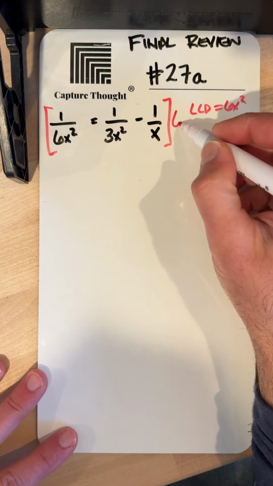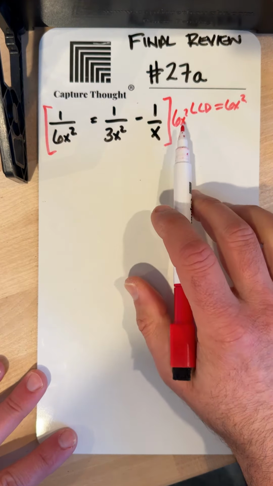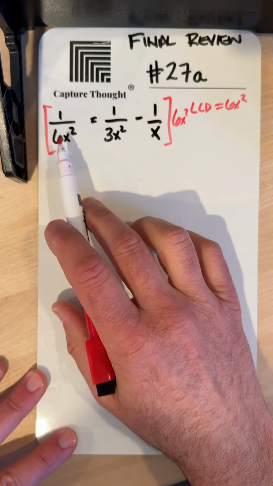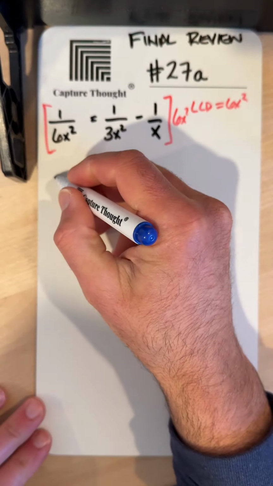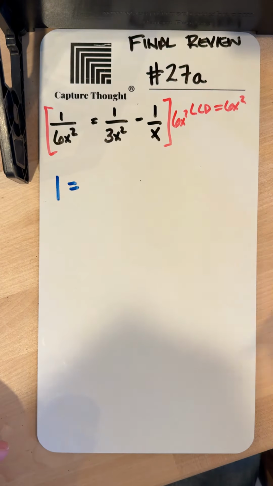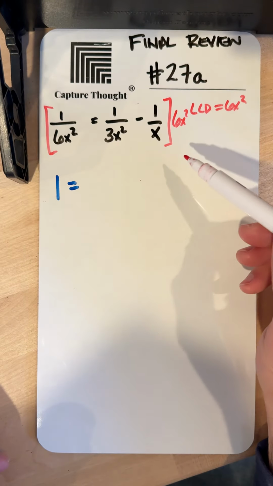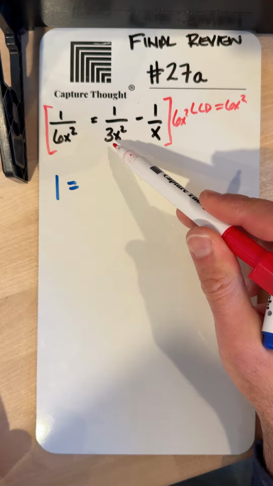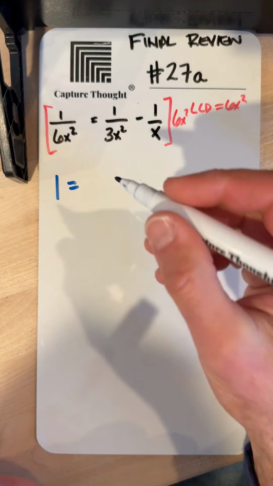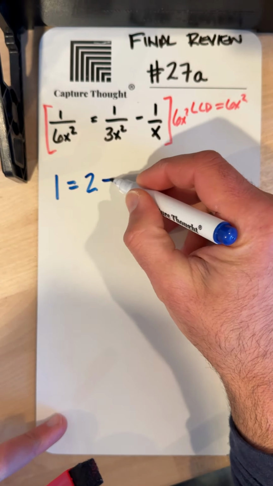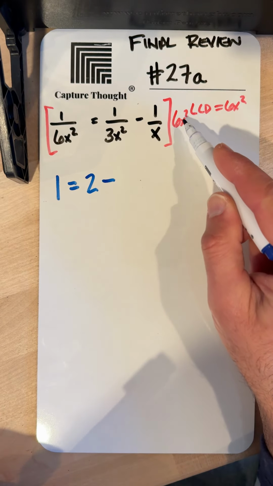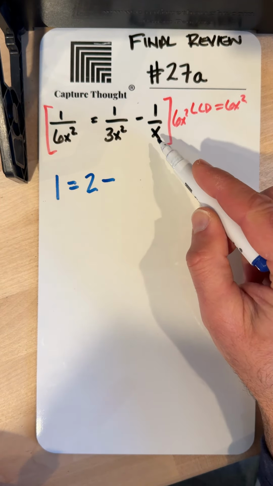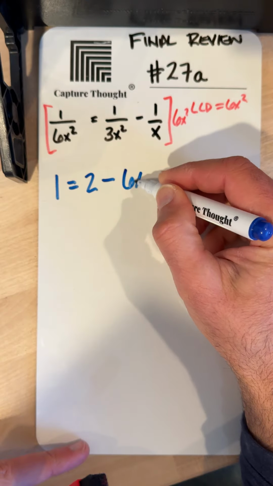So if I multiply everything by a 6x squared, so 6x squared times 1 is 6x squared divided by 6x squared. Again, that would just leave me with 1 on this side. Okay, on the other side, if I do a 6x squared times 1, I get 6x squared divided by 3x squared. That's just the number 2. And then minus, if I do 6x squared times 1 is a 6x squared, but 6x squared divided by x is just 6x. So I end up with this, right?